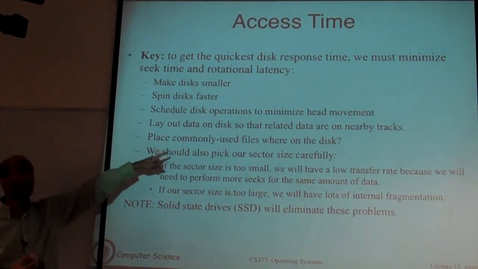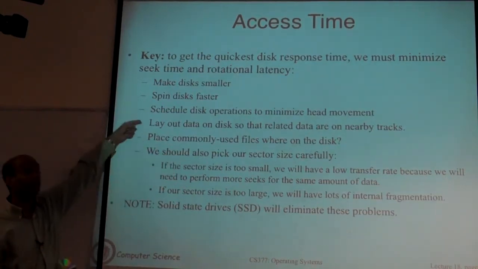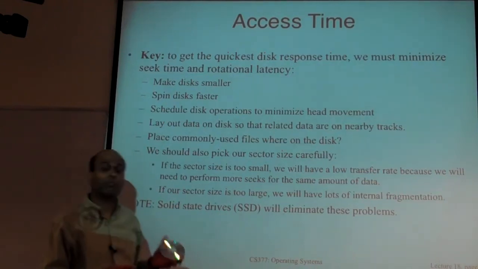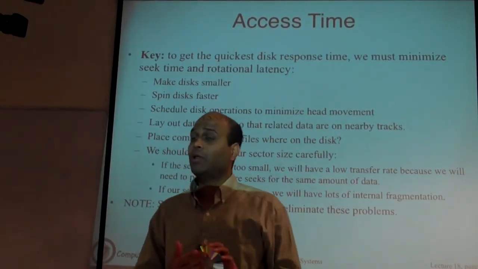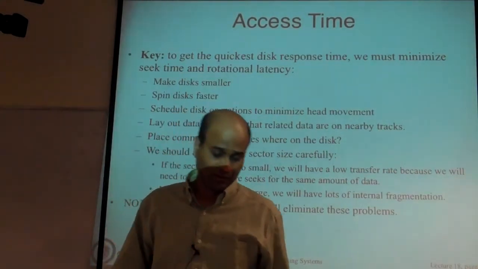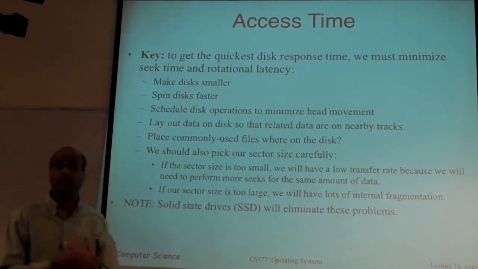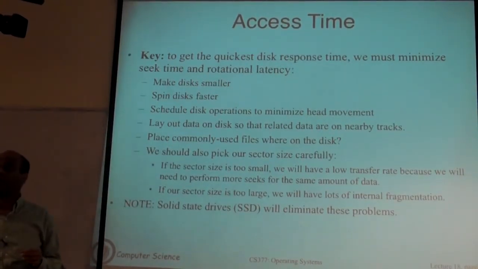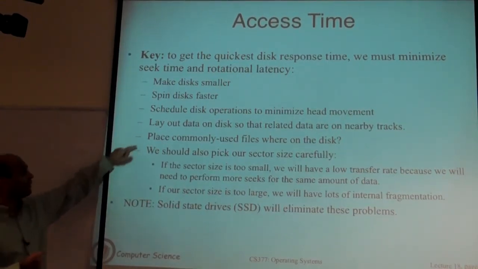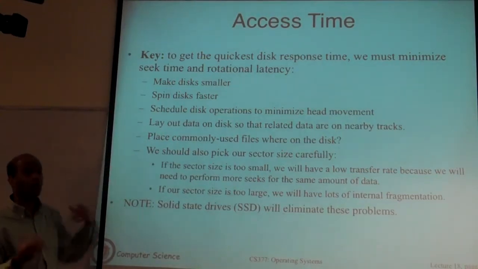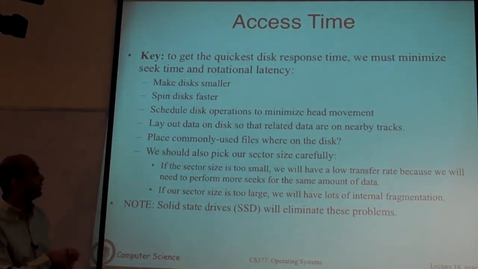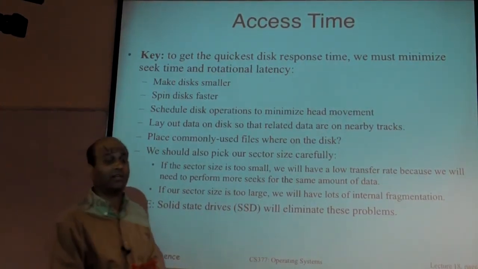You can schedule disk operations to minimize disk head movement. That's the point that we are going to focus on today. You can lay out data on nearby tracks. We talked about that last time. For files that are accessed together, you can store them or cluster them closer to one another on disk. That's going to reduce the time to access all of that data. You won't move the disk head back and forth and incur lots of seeks. So you can place commonly used files on either the outermost tracks or the innermost tracks, very clustered close to one another. You can also choose the sector size carefully.